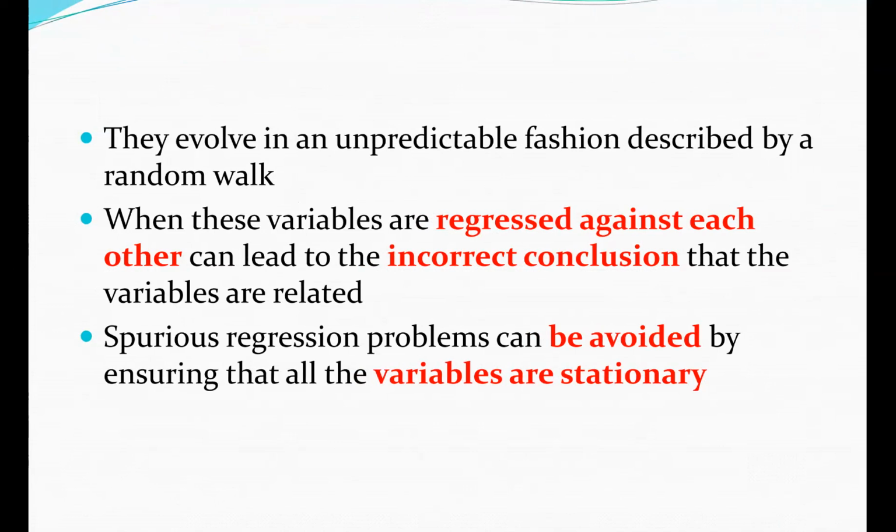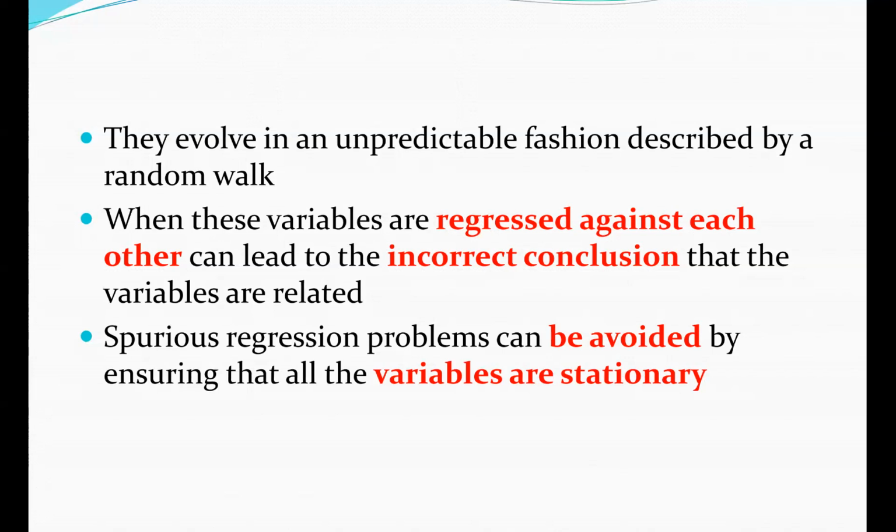When these variables are regressed against each other, it can lead to an incorrect conclusion that the variables are related. Remember, you are regressing the X variables on the Y variable. If you are dealing with random walk variables, you can end up concluding that the variables are related, even when they are not actually related. That is a problem, because an incorrect conclusion is a problem.